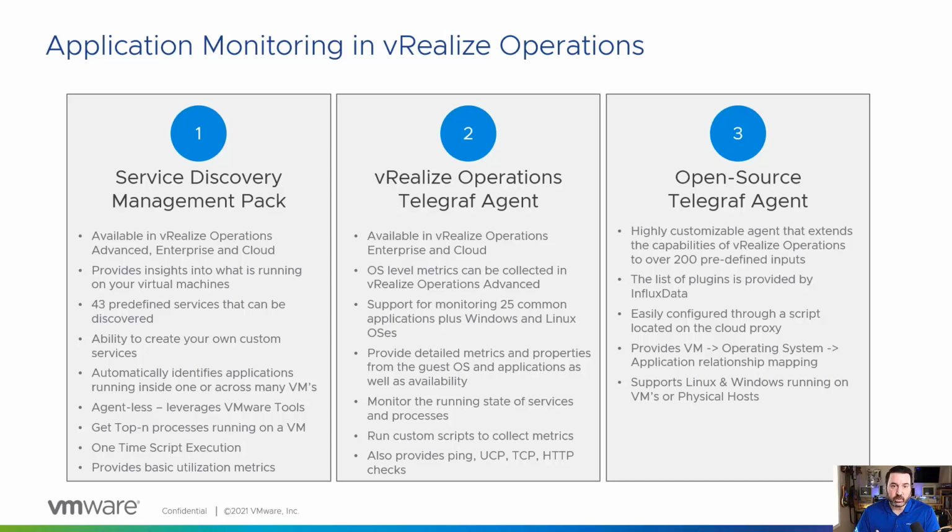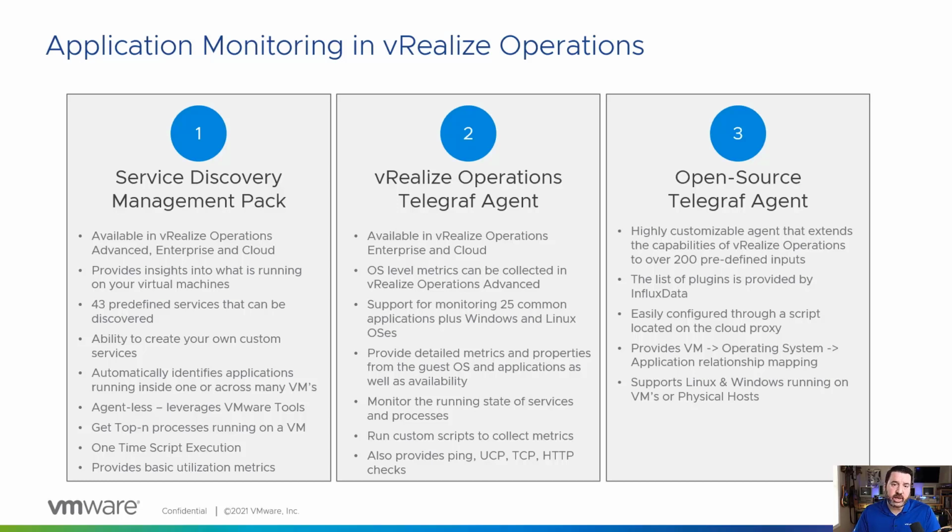We can go out and reach out to a web page and get the response code that we're getting from that. Are we seeing a 200 response code, or are we seeing some sort of errors with 404 or 500s, right? So there's a lot we can do with the vRealize Operations Telegraf Agent. Now, if we want to take things beyond that, there's the open source Telegraf Agent, and this is provided through Influx Data.